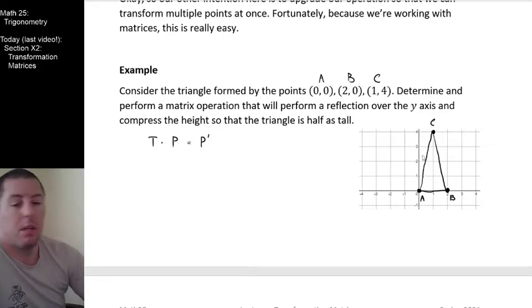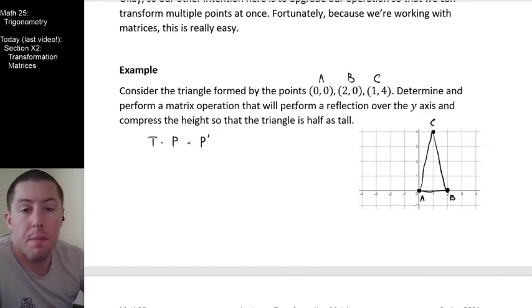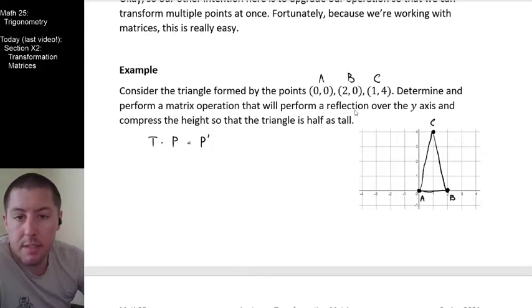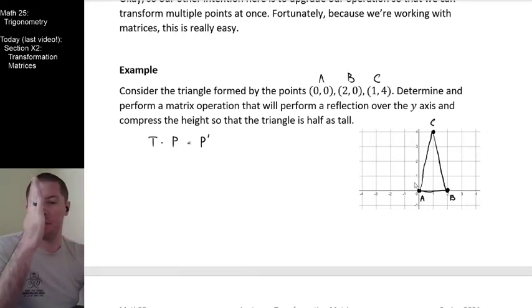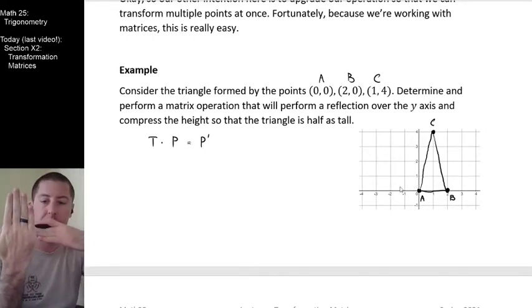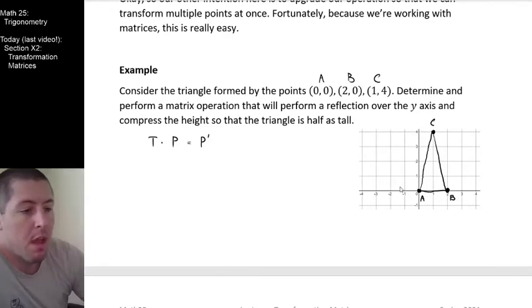And what we'd like to do is perform a reflection over the y-axis. I would also like to compress the height so that it's half as tall. So my goal is for this thing to get flipped over the y-axis and then to only actually be half as tall as it used to be. So first, let's build that transformation that's going to do that.